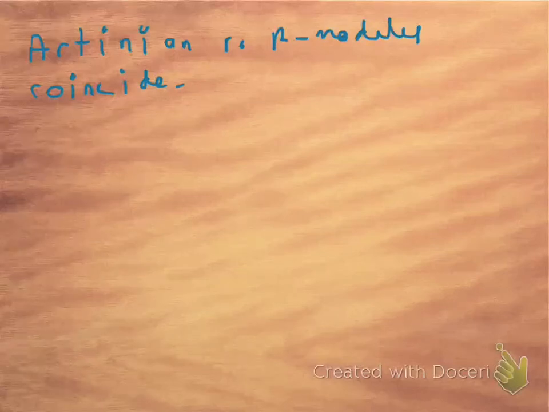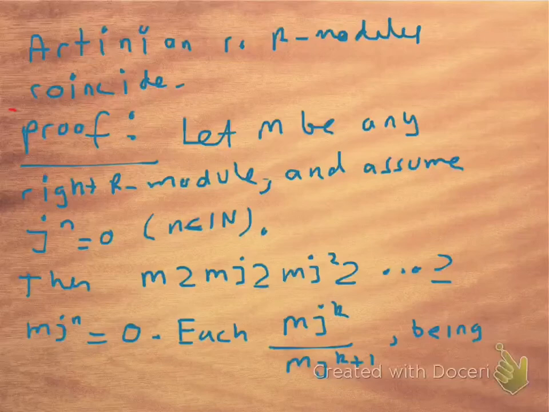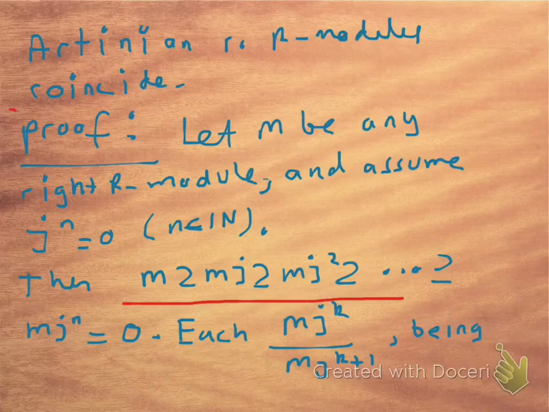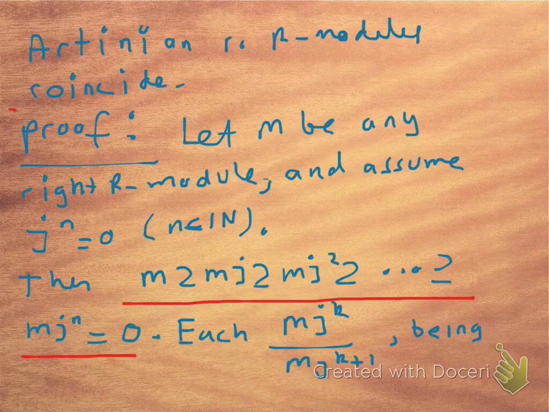Okay, here's the proof. Take any module. For the beginning, take any module M. And assume that N is an index which satisfies the equality J to the N equals 0. Then we have a descending sequence of submodules, which has to end with 0 because J to the N is 0.